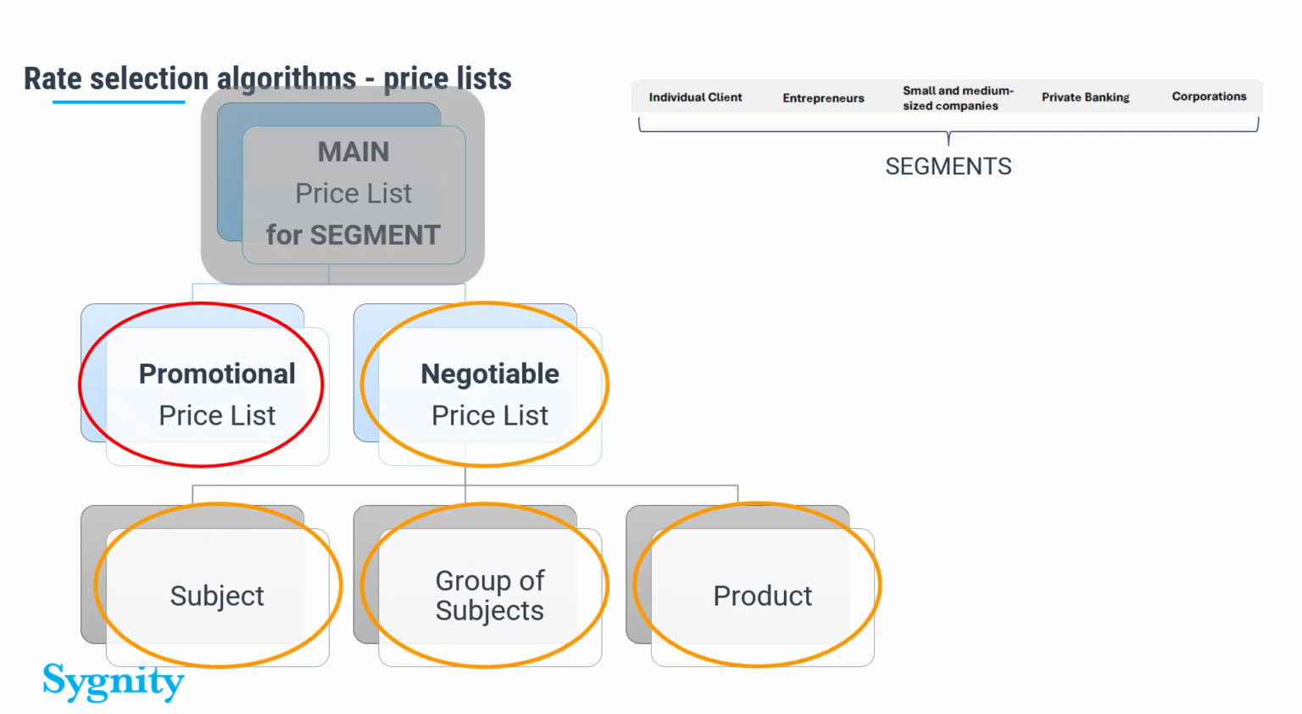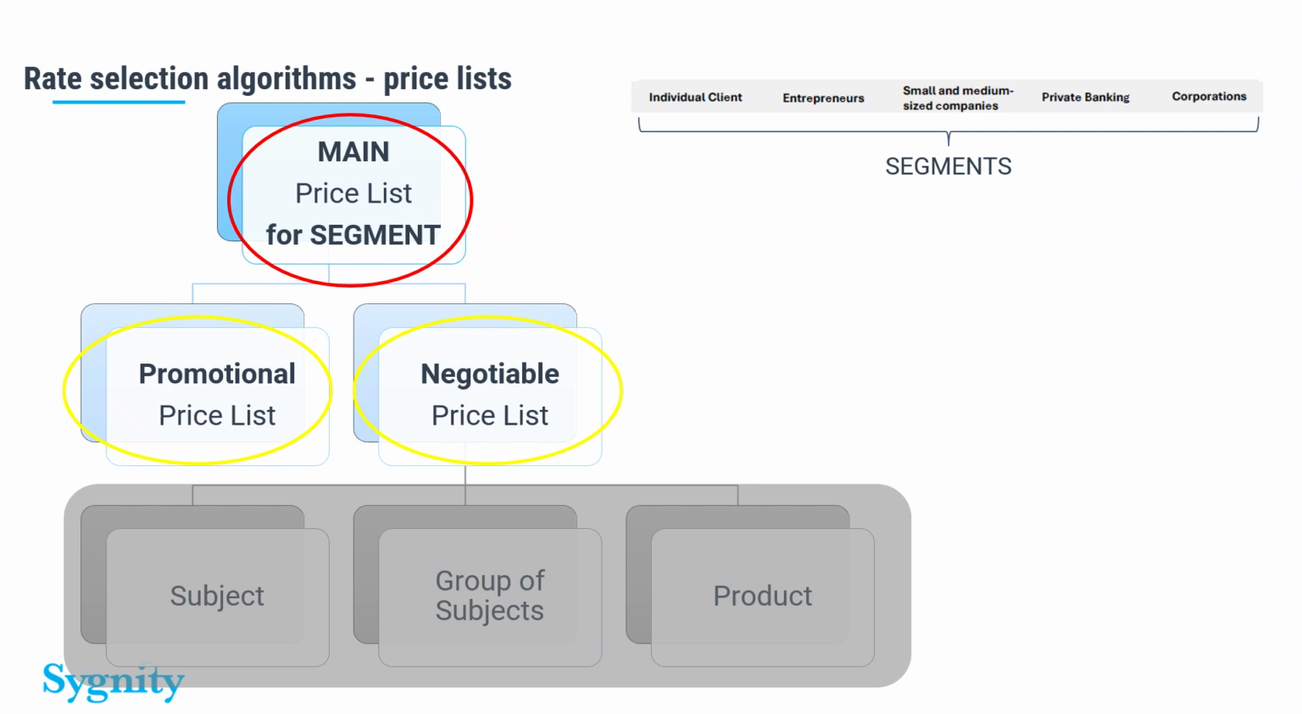Promotional price list is addressed to the entire segment, valid for a specific time period, whereas negotiated price list is used for a specific customer, customer group, or product. The concept is based on the fact that the main price list contains all the items provided by the bank and specified in the table of fees and commission structure, while the additional price lists contain fewer and only selected items.